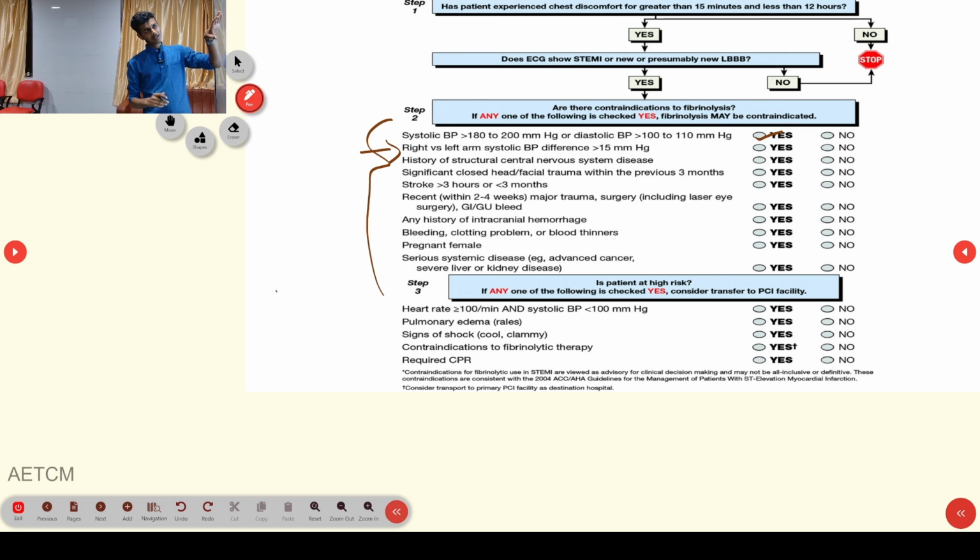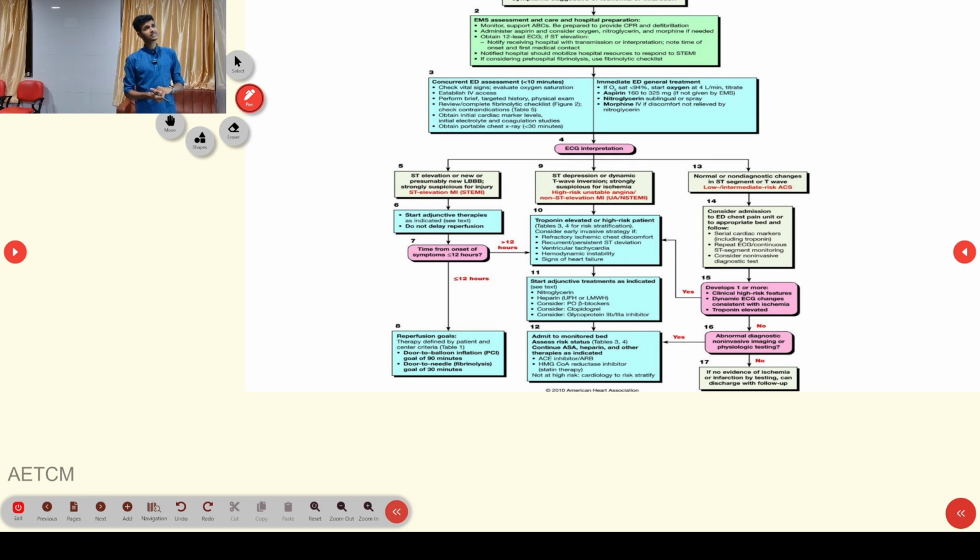Second thing, this is the contraindication. The second thing is whether the person is high risk for the procedure or not. High risk in the sense heart rate is more than or equal to 100 beats per minute, systolic BP less than 100 mmHg, pulmonary edema, signs of shock, contraindication to fibrinolytic therapy, required CPR, cardiac arrest scenario. Then straight away you have to transfer the person to where percutaneous coronary intervention is available.